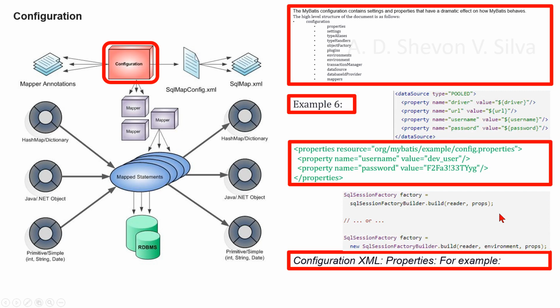Now we are considering properties in configuration XML. For example, here, these are externalizable, substitutable properties that can be configured in a typical Java properties file instance or passed through sub-elements of the properties element. For example, here, the properties can then be used throughout the configuration files to substitute values that need to be dynamically configured.